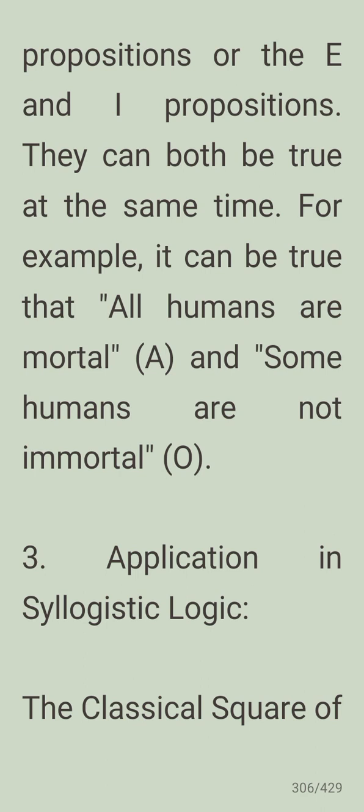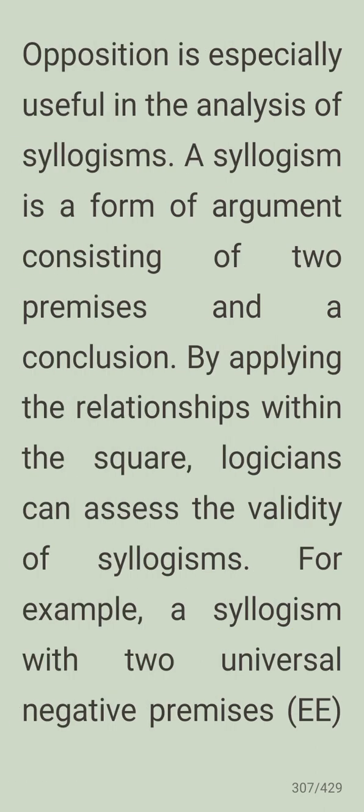For example, it can be true that all humans are mortal and some humans are not immortal. An application in syllogistic logic. The classical square of opposition is especially useful in the analysis of syllogisms.